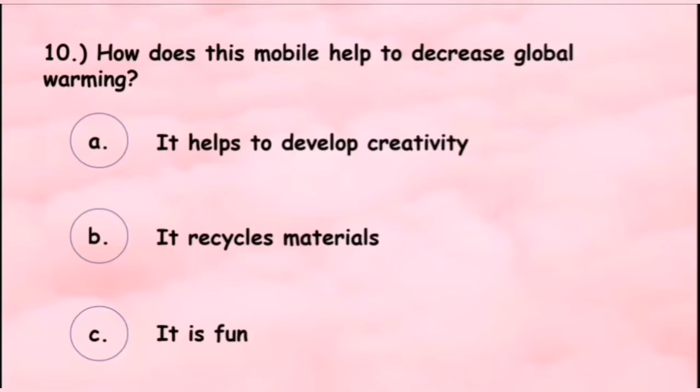It is fun. So by enjoying making a hanging mobile, can you help the planet? Can you help the problem about global warming? So which of the answers is correct? Please shade your answer.